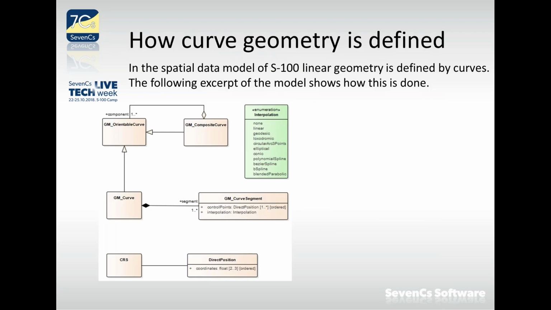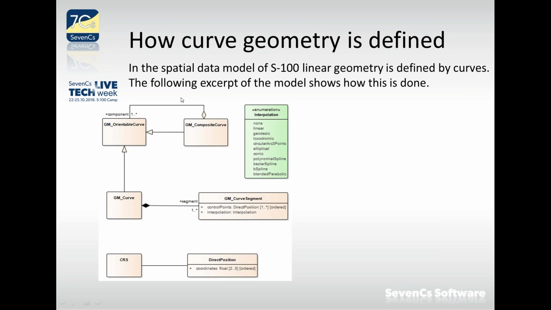Now, the next thing, we will here see a small part of the spatial model of S-100. And this is the part which defines line geometry. So we see the class here. I don't know if you can see my mouse. Here, the orientable curve is the base class. It's an abstract class. And then we have two subclasses. Here, the curve class, and here, the composite curve class.